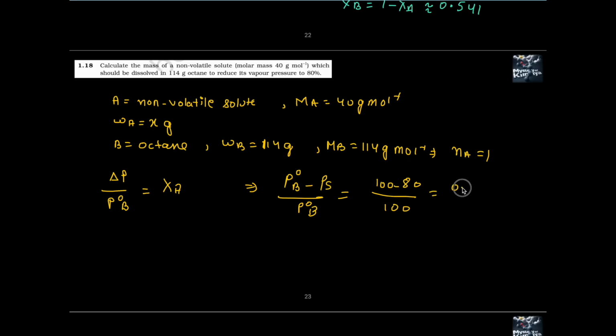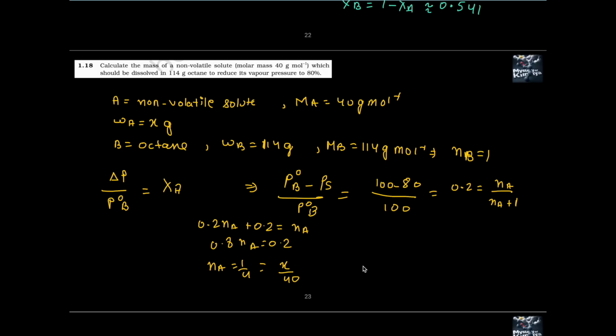This would be equal to 0.2, and mole fraction of A would be equal to moles of A upon moles of A plus moles of B, where moles of B is equal to 1. On cross multiplying, 0.2 moles of A plus 0.2 would be equal to moles of A, so 0.8 moles of A would be equal to 0.2, and moles of A would be equal to 1 by 4. Moles of A would be equal to given weight upon molar mass. Given weight is x and molar mass is 40. So on solving it, x would be equal to 10 gram.